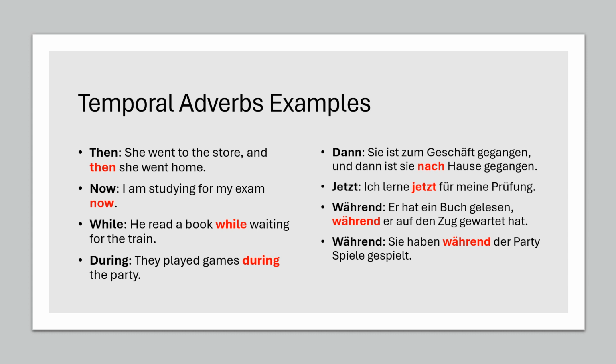While is another temporal adverb. He read a book while waiting for the train. Während is the word for while. Er hat ein Buch gelesen, während er auf den Zug gewartet hat. Ein Buch is a book, gelesen is read, während is while, auf den Zug is for the train, Zug is train, gewartet is waited.